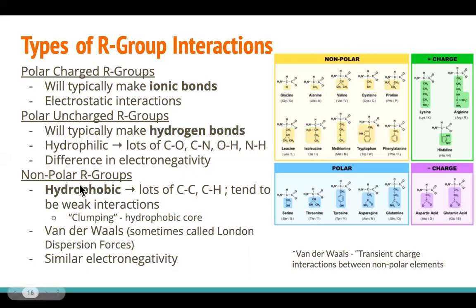And nonpolar R groups have hydrophobic interactions, and they're weaker. They're sometimes called van der Waals or London dispersion forces. The reason they're nonpolar is that they're similar in electronegativity. Carbon and hydrogen have similar electronegativity values, so there are no dipoles being created there.